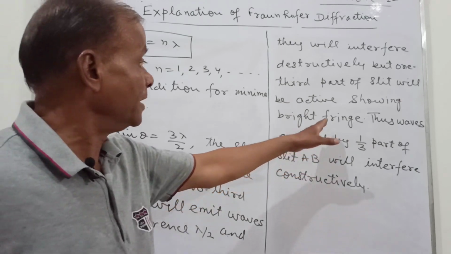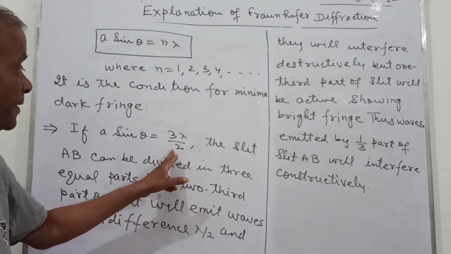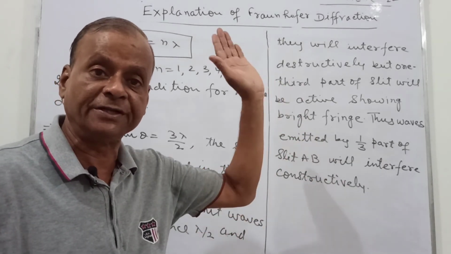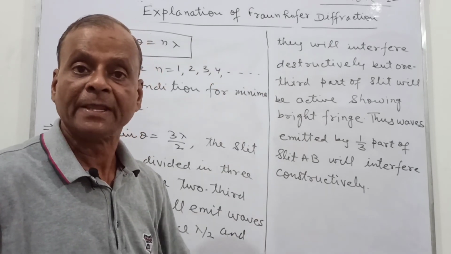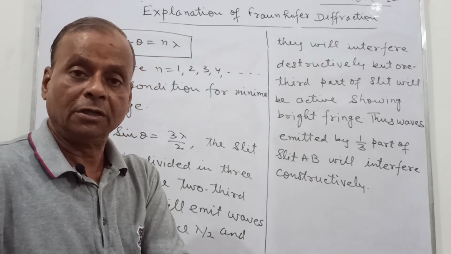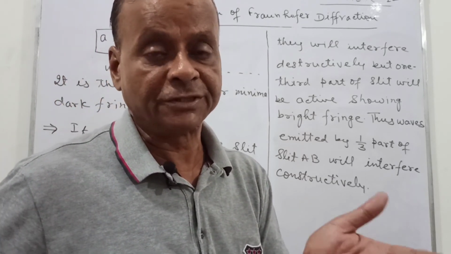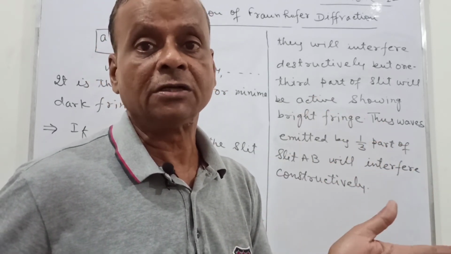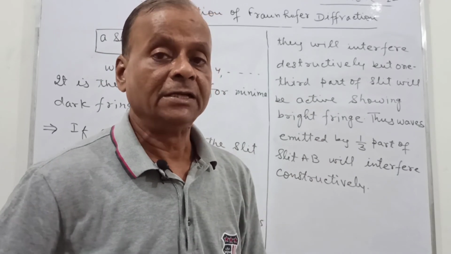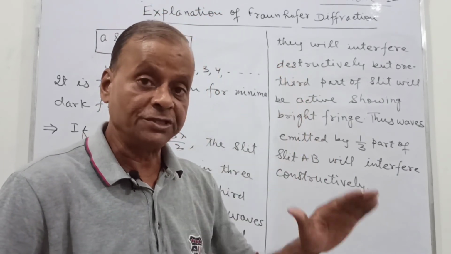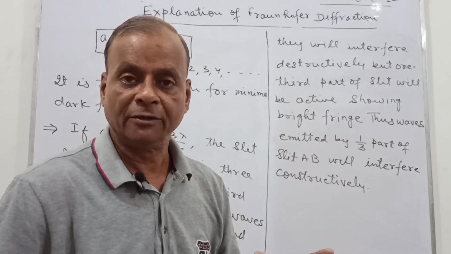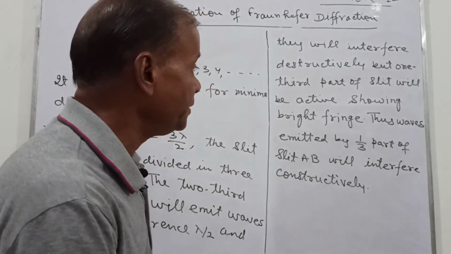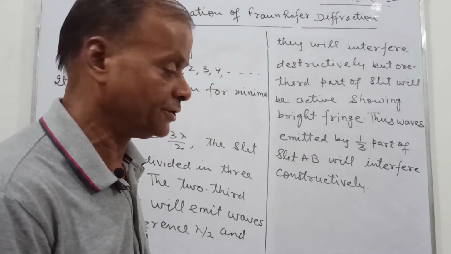Similarly, if the path difference is 5 lambda by 2, 7 lambda by 2 and so on, then for 5 lambda by 2 we can divide the slit AB into 5 equal parts. Four fifths of the slit will show destructive interference, and the remaining one fifth will show constructive interference. This means the active part decreases, and because of that the intensity of the bright fringe decreases.